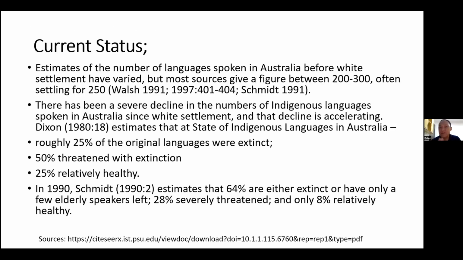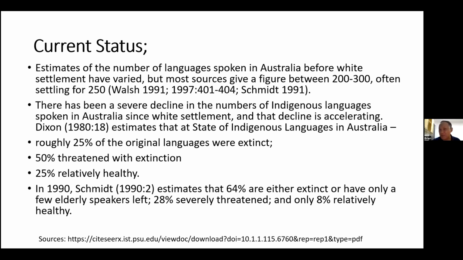All right, so current status, I'm just going to hurry along a little bit. So we're looking at different numbers here. Like I said, most linguists say between 200 to 300 languages. They've all been in severe decline. These are statistics from the 80s and early 90s. By the early 80s, 25% of them were already extinct. 50% were on the verge. This is the 1980s, so now it's even worse.